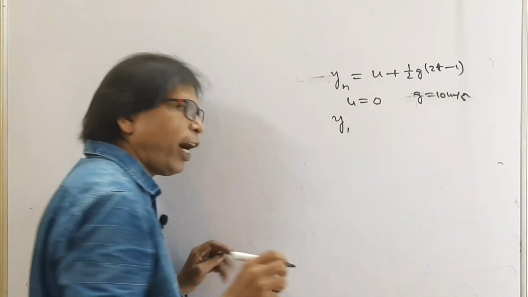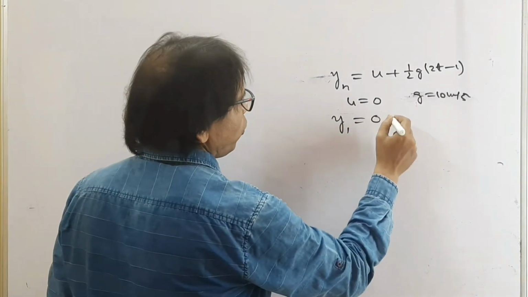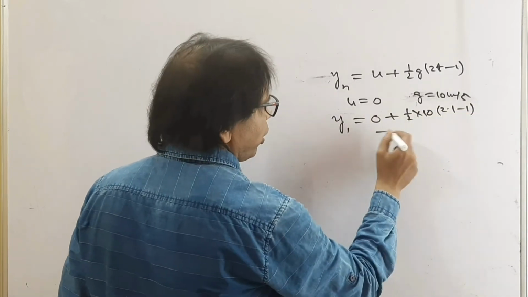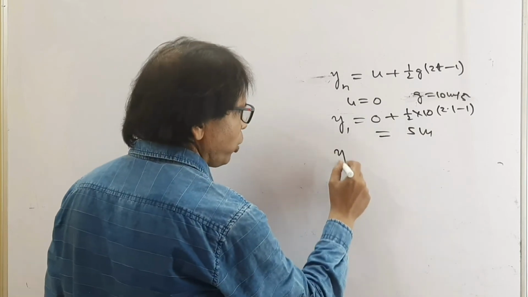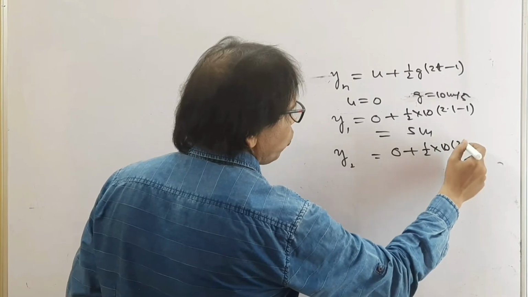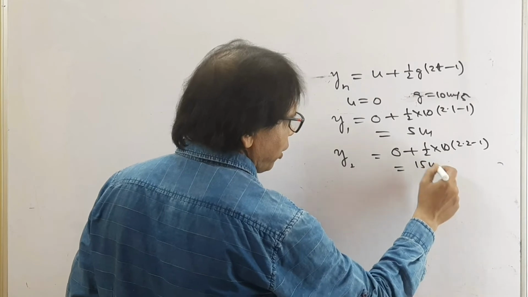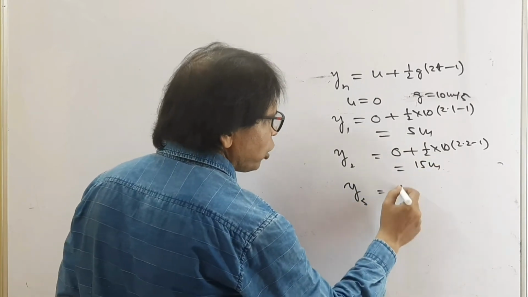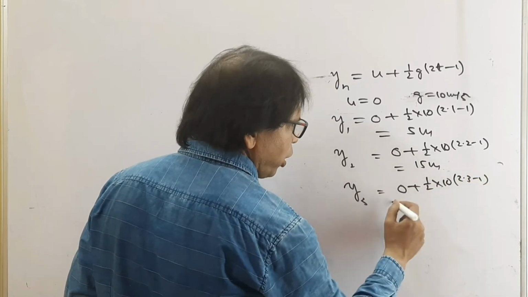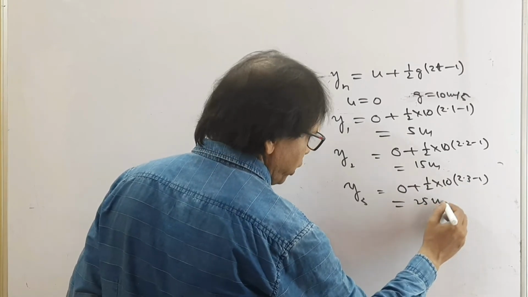Now y1, that is the height descent in the first second. So this is 0 plus half into 10 into (2 into 1 minus 1), so this is 5 meter. Now y2: this is 0 plus half into 10 into (2 into 2 minus 1), so this is 3, so this is 15 meter. Now y3: this is 0 plus half into 10 into (2 into 3 minus 1), so this is 5 and 5, so this is 25 meter.